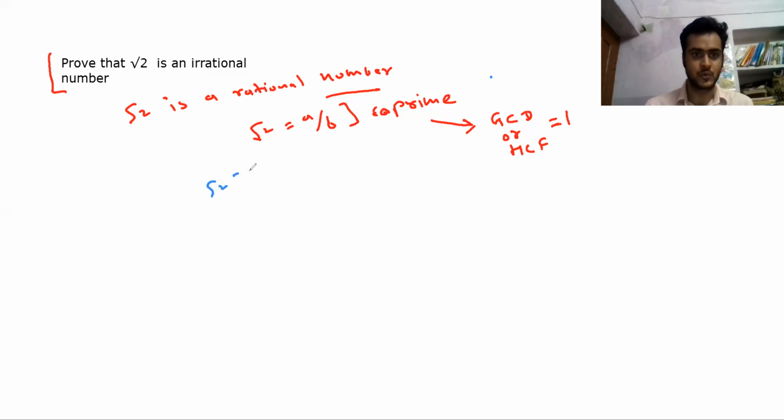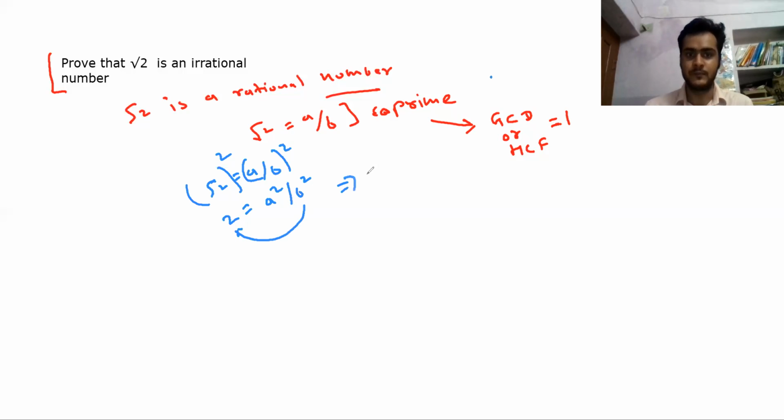Root 2 is equals to a upon b. We can square on both sides. After squaring on both sides, we have 2 is equals to a square divided by b square. Now, this b square could be transferred here. So, it will form a square is equals to 2b square. Now, 2b square, that means this term a square is even because it's a multiple of 2. If a square is even, then a will also be even.